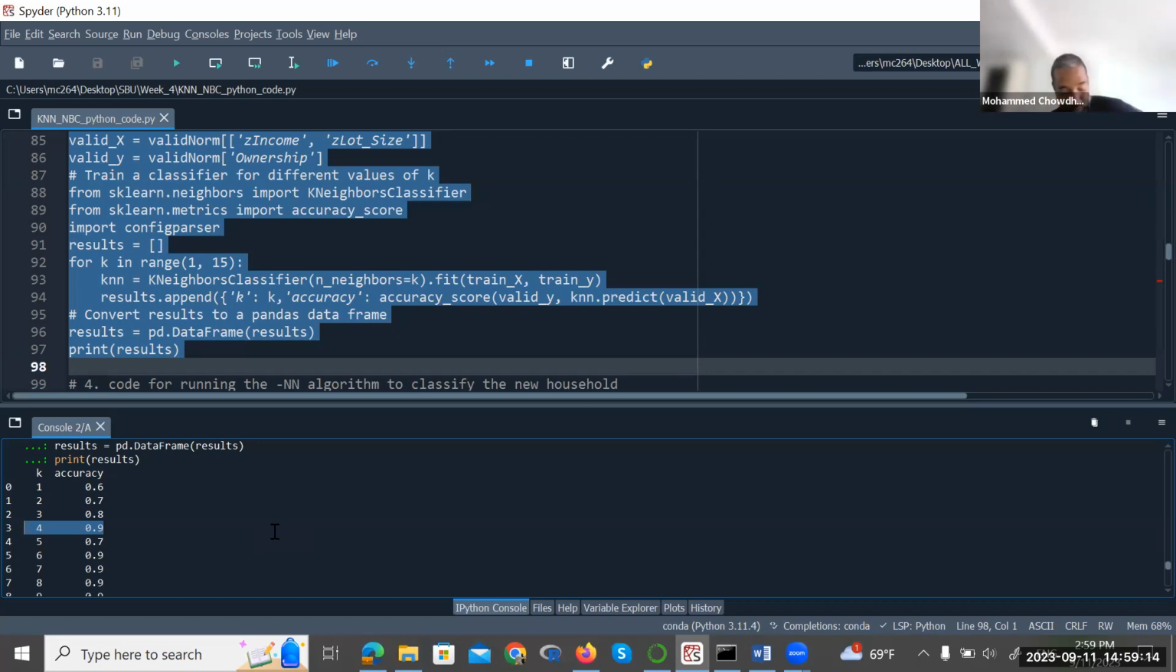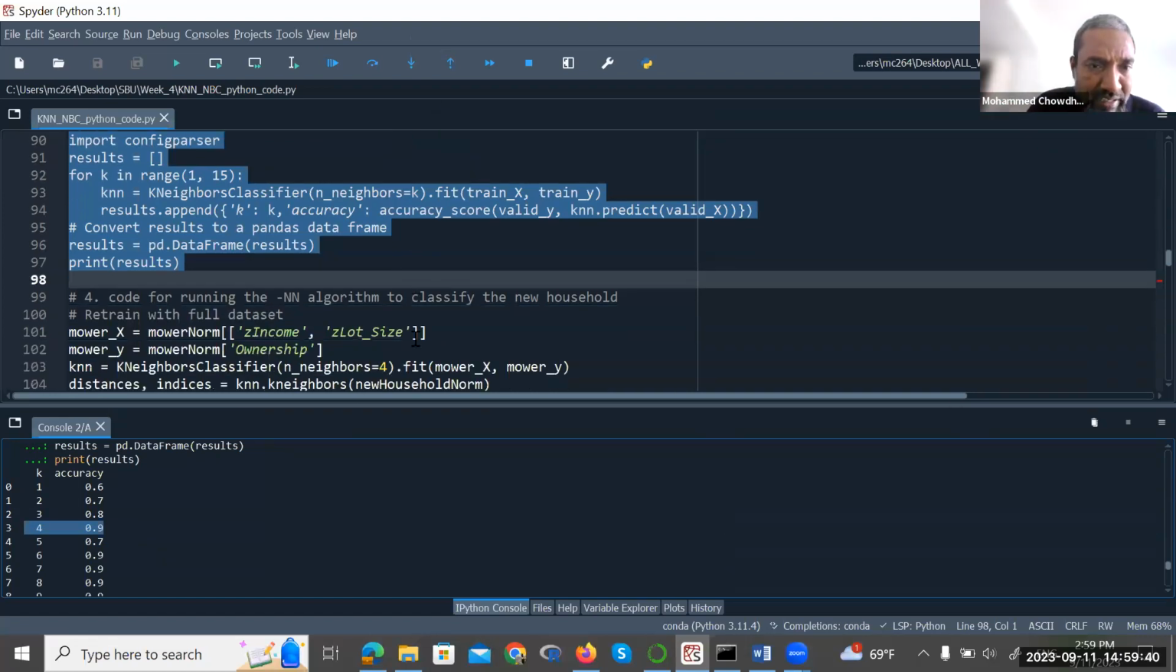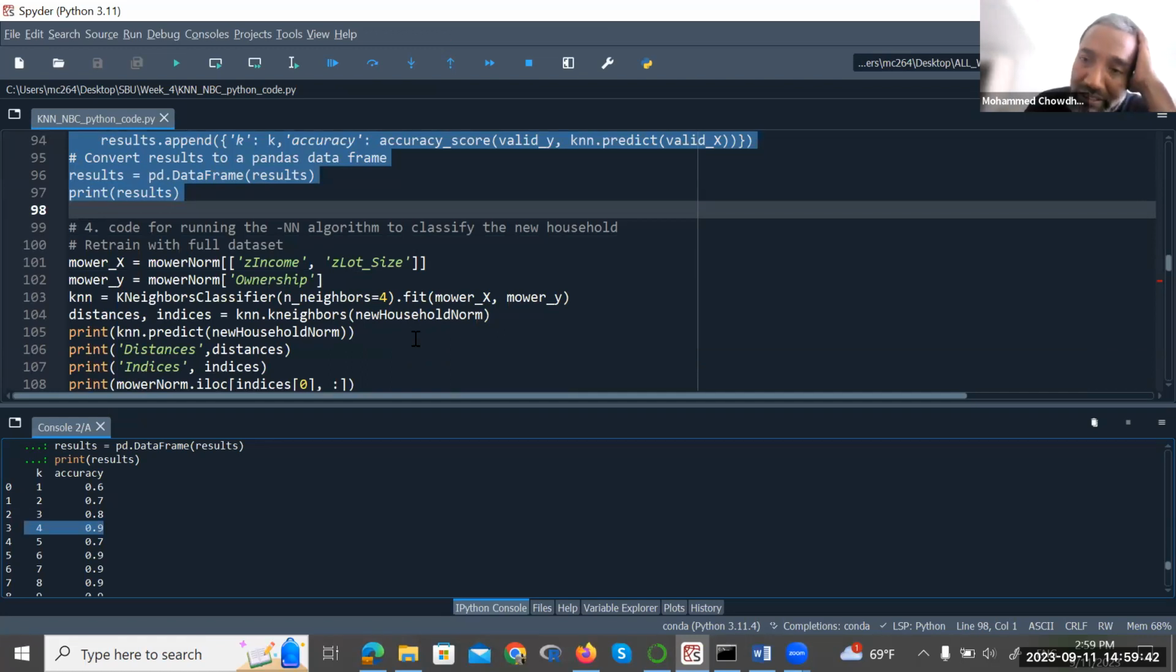So if you read the last paragraph of page 188, then you will see how they have computed the accuracy. They considered the K value, and after that they computed accuracy for the changing values of K. So for our case, it is wise to use K equal to 4, because when K equal to 4, 0.9 is the accuracy.